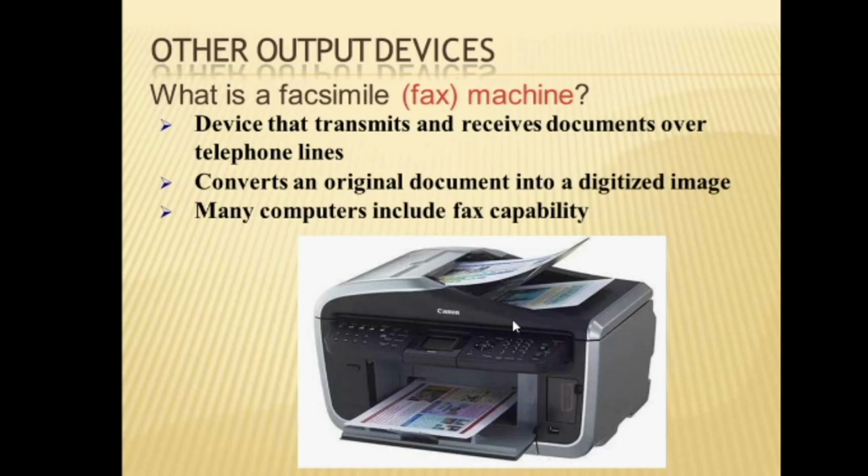What is a fax machine? Other output devices. A fax machine is designed to both send and receive documents. So it has a sending part and a receiving part. The sending part is a bit like a computer scanner with a CCD, charge coupled device, that scans only one line of a document at a time and only in black and white.